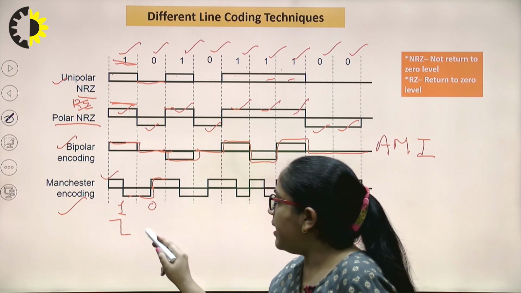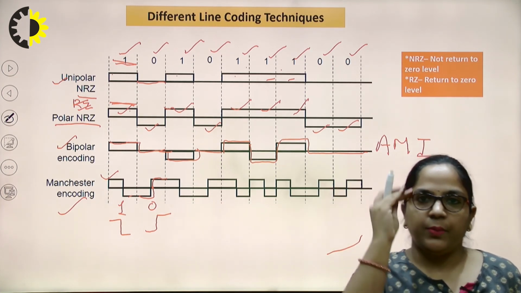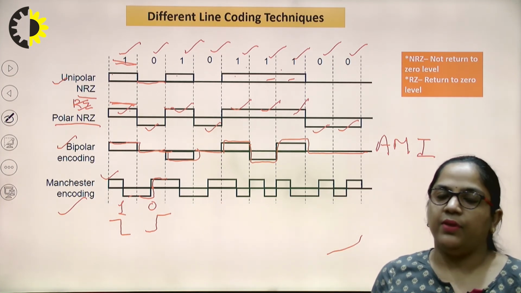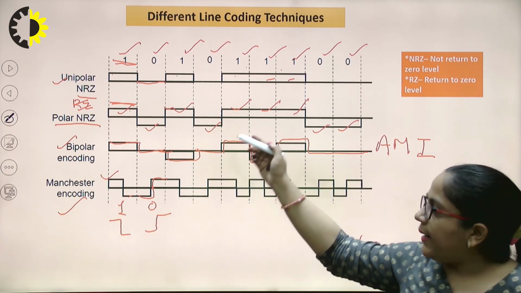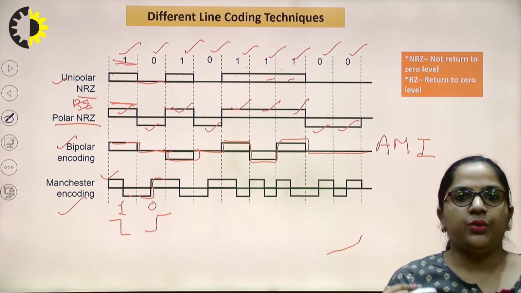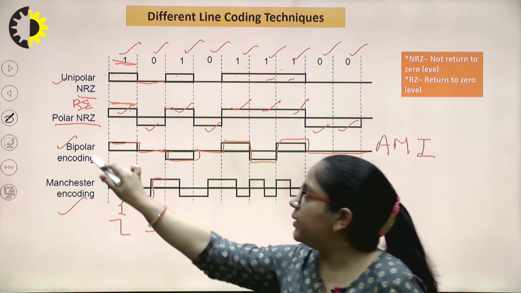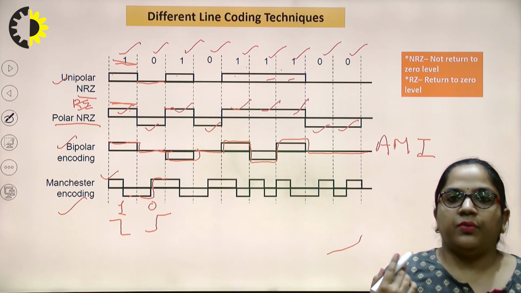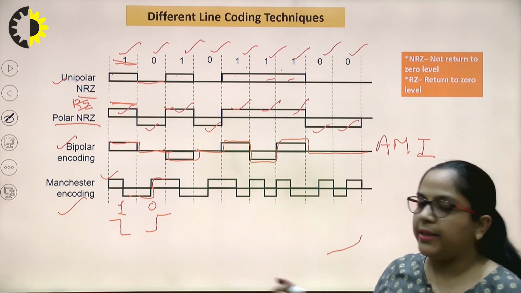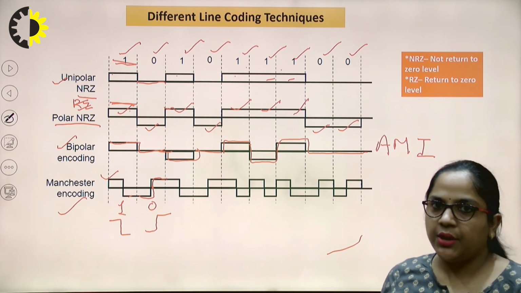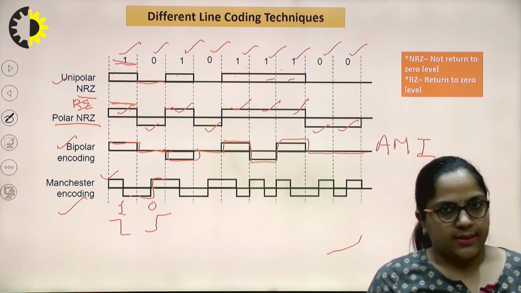So what is 1? It is like this, and what is 0? It is like this. For half of the duration, the signal will be positive. For half of the duration, the signal will be negative. This is called Manchester encoding. What kind of line coding technique we want to select will depend upon those points: whether this particular technique is capable of providing us the benefit of error detection, bandwidth efficiency, power consumption or not. We can select any of them to convert digital data into digital signal.